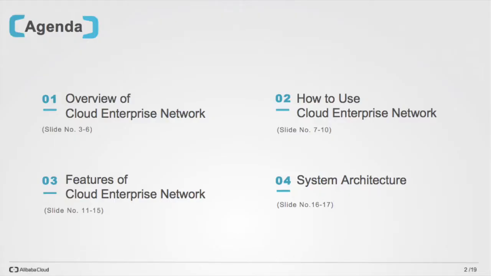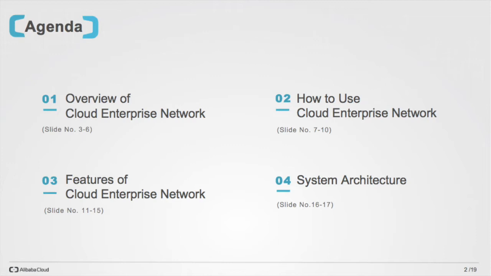The first part is an overview of what the Cloud Enterprise Network is and the Ali Cloud Network evolution path. The second part is an introduction of common use of Ali Cloud Enterprise Network. The third part is an illustration of the features of Cloud Enterprise Network and the comparison between CEN and existing network products. The abbreviation of Cloud Enterprise Network is CEN. And then the last part is a brief overview of the CEN system architecture.